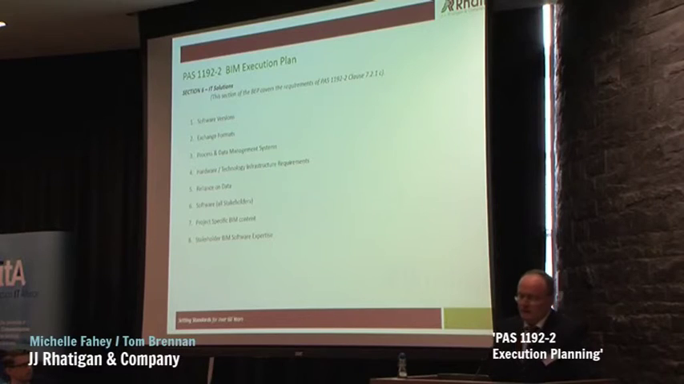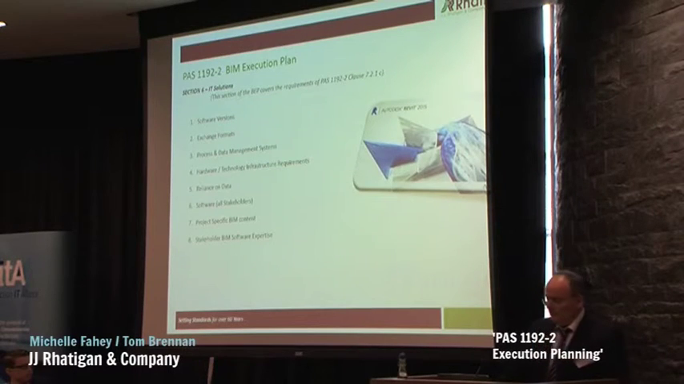So section 6, the last section of the BEP, deals with the IT solutions in compliance with clause 7.2.1C. In here we have software versions, we deal with exchange formats, we integrate processes and data management systems, hardware, technology and infrastructure requirements, reliance on data, software for all stakeholders, be it our design team members or the different subcontractors involved, the project-specific BIM content and the stakeholder BIM software expertise. Presently we're using Revit and Navisworks for clash detection.